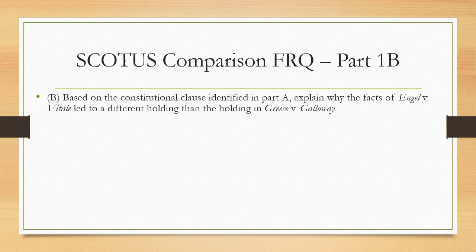Number 1, they want to see if you know the facts of the case. Number 2, they want to see if you can explain why there was a different holding. Now, in this case, there was a different holding, right? Galloway said there was no violation of the Constitution. In Engel v. Vitale, there was a violation of the Establishment Clause, right? Some cases you get, there'll be a similar holding. But in this one, there's a different holding. All right, so to score both points on the rubric, we need to describe the facts of the case and then explain why there was a difference in the holding.